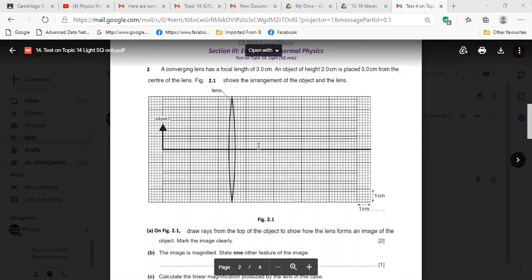Look, what is our first task? We have to first identify the focal point. Here is your optical center. Okay, this point is your optical center. Then from there, you see 1 centimeter means 5 small squares, right? 1, 2, 3, 4, 5. So here is 5, another 5 here, then another 5 here. So we are getting here focal point in this position, 3 centimeter away from the optical center, right? And it is F. Yes, sir.